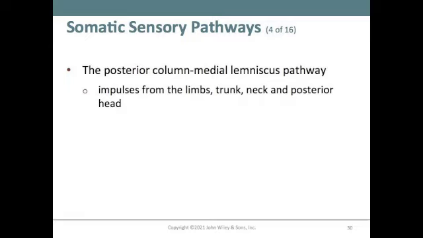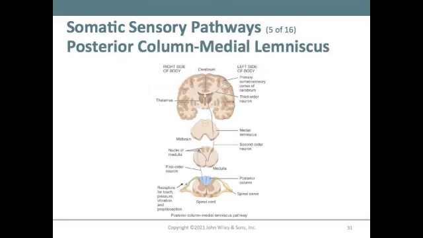Axons of the second-order neurons cross to the opposite side of the medulla and enter the medial lemniscus. This is a thin, ribbon-like projection that extends from the medulla to the thalamus. In the thalamus, the axon terminals of a second-order neuron synapse with third-order neurons. Axons of the third-order neuron, in turn, project to the primary somatosensory cortex of the cerebrum. And this is figure 16.5 on page 581, and this shows the posterior column medial lemniscus pathway.